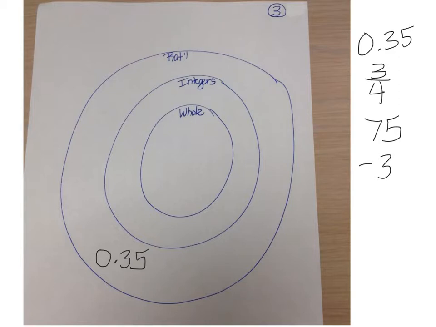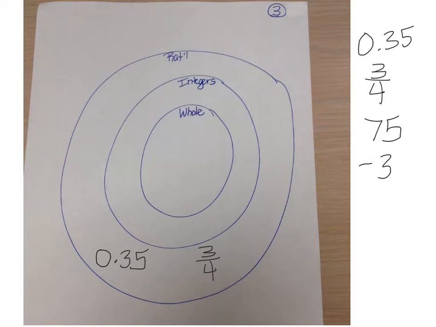Okay, then we have the next one, 3/4. Look back in box 2. There's only one spot that can hold the fractions, and that is also rational numbers. So 3/4 goes in this outside circle. It is only a rational number. It's not included in the center 2 circles.